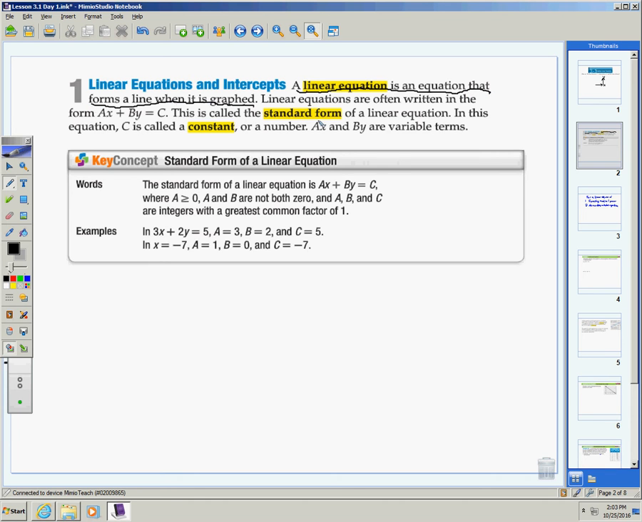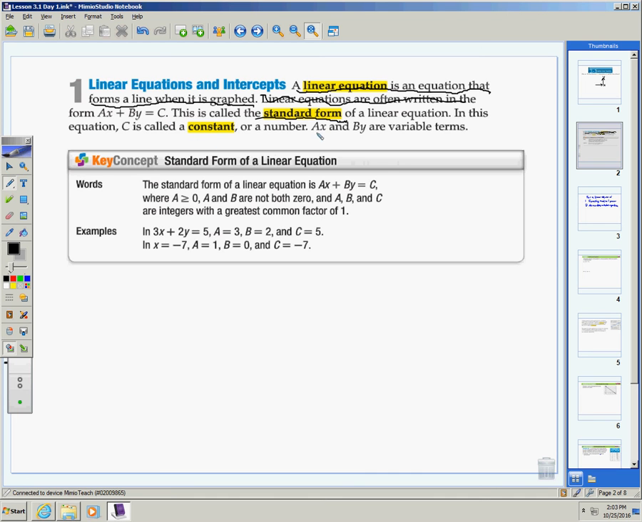Linear equations are often written in the form ax plus by equals c, okay? I don't agree with that statement. I don't think they're often written in that form, but this is called standard form, and it is important to understand what standard form is. C is the constant, or just a number, and notice it's constant because it doesn't have a variable with it.